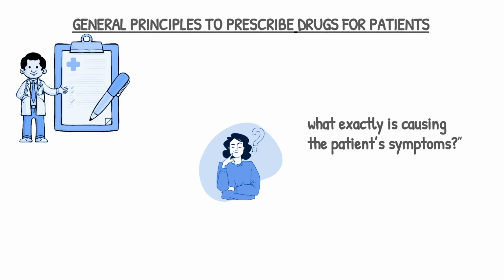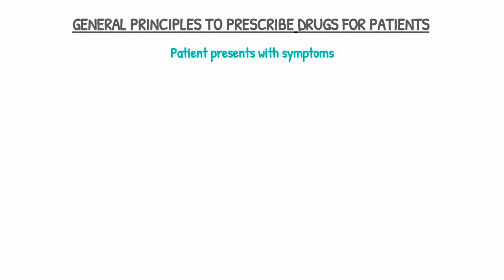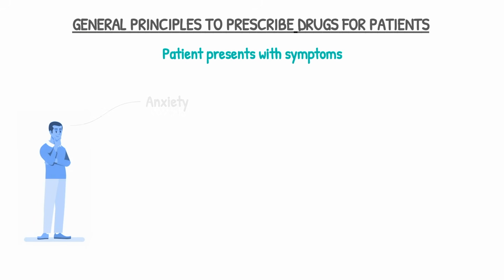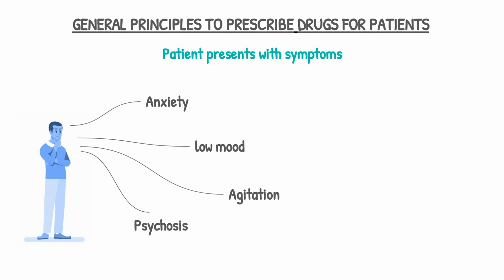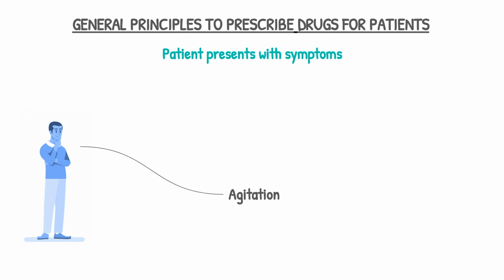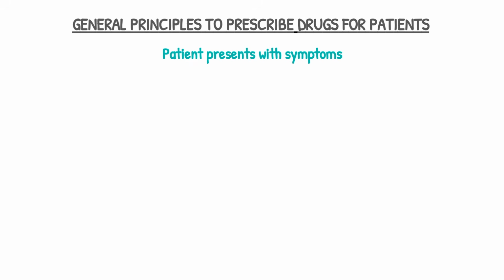In clinical practice, patients do not present with diagnoses, they present with symptoms. Symptoms like anxiety, low mood, agitation, or psychosis are nonspecific and can arise from multiple underlying causes. Prescribing at this stage, based only on symptoms, is one of the most common causes of irrational pharmacotherapy.